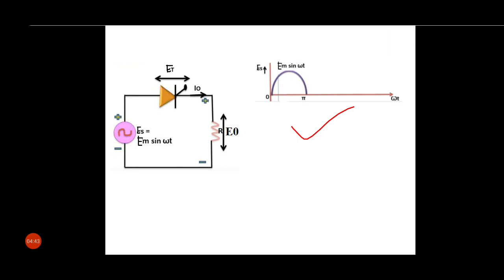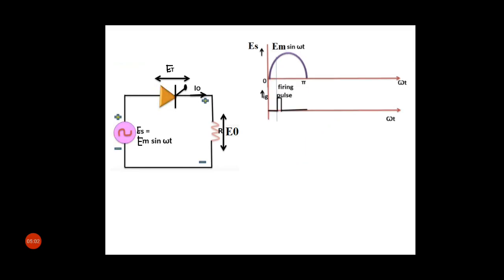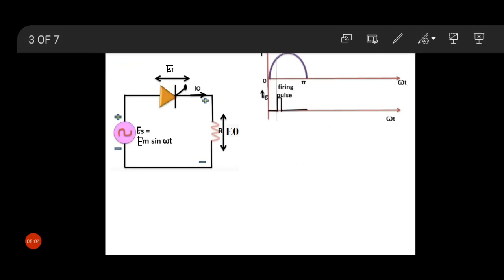Now at omega t equal to alpha, at this point, this is alpha, we provide a gate pulse at the gate terminal. That means we trigger the SCR. See here, this is our alpha. At this point we trigger the SCR.